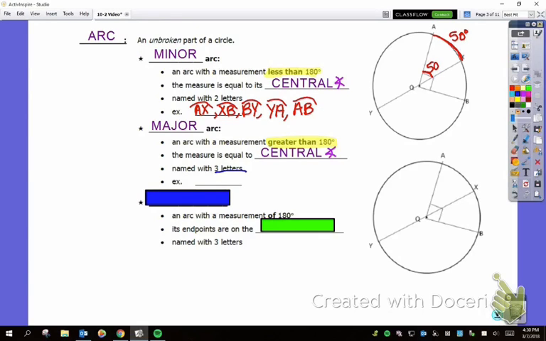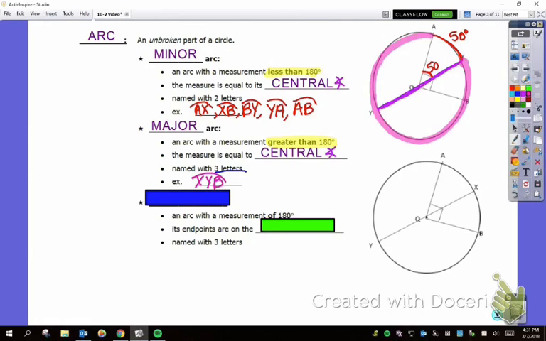So when we look at major arc, we know that our major arc has to be more than 180. We talked about 180 going along our diameter a couple of days ago. So if this is my diameter, then when we have a major arc, we have to go past it. So I'm going to start at X, and if I go all the way to Y, that's 180. But then we have to keep going to get past 180.